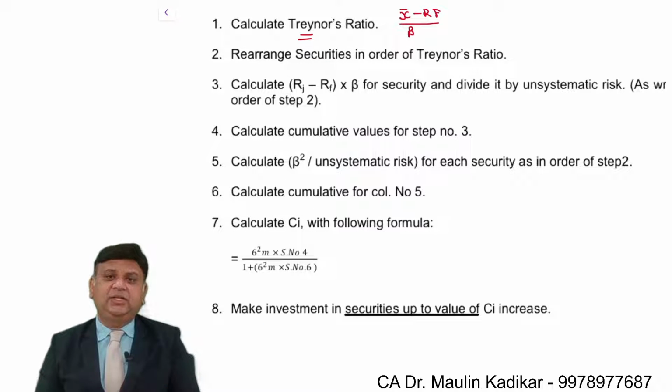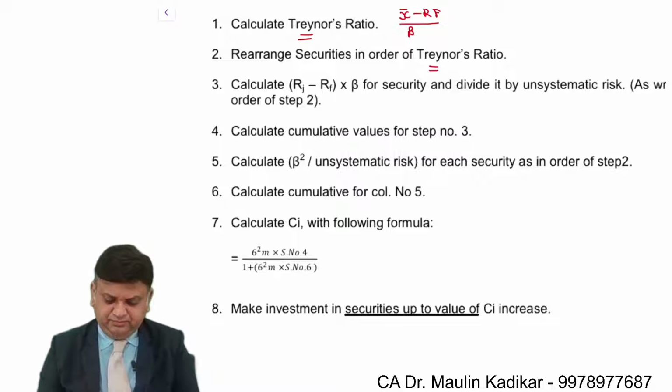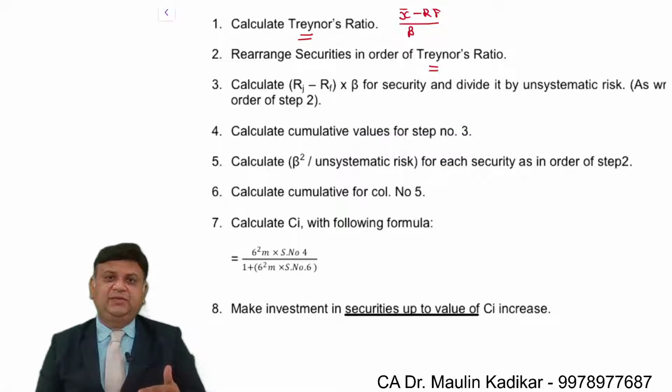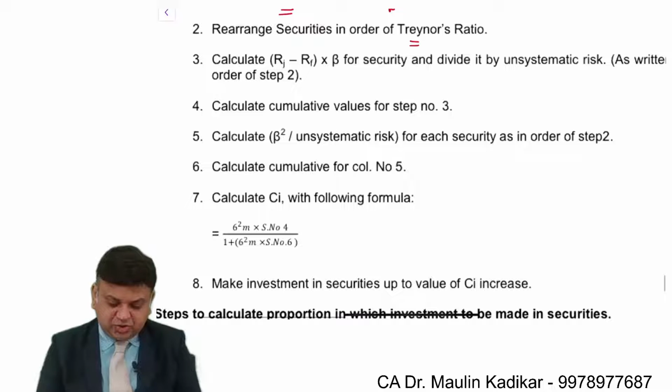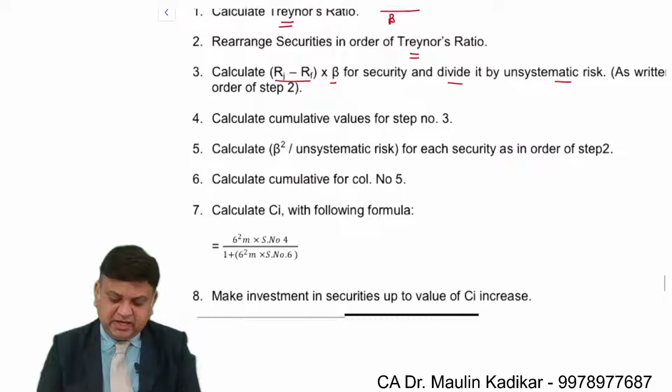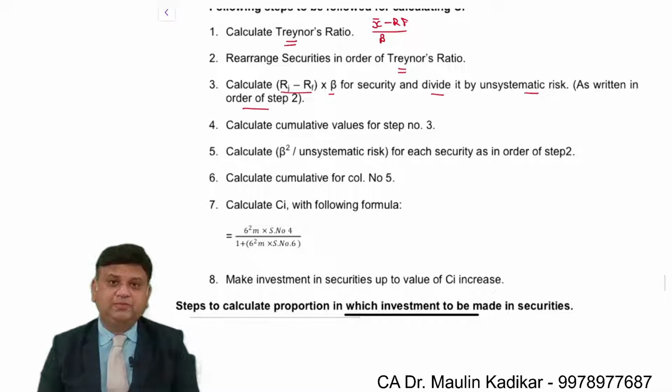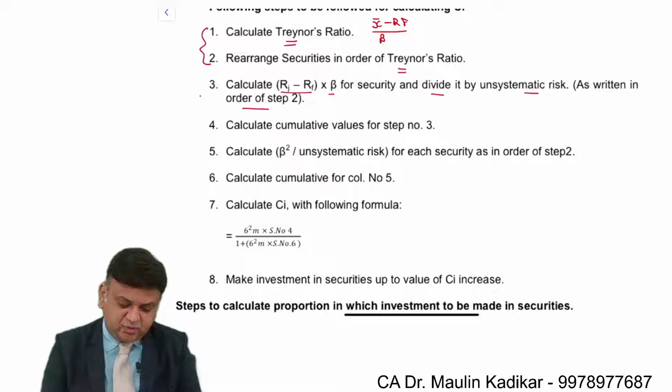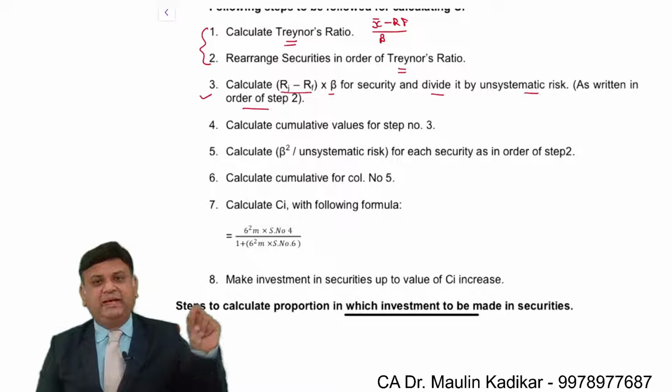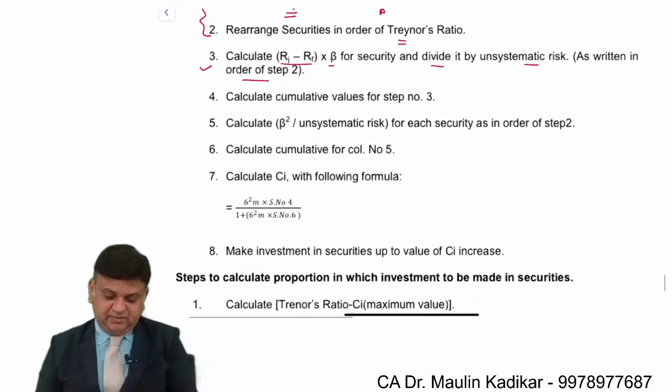Then we have to rearrange the securities in the order of the Treynor's ratio, in a way that the security having the highest Treynor's ratio will be given the first rank, and so on. In that sequence we rearrange the securities. Then we calculate X bar minus RF into beta for the security and divide it by the unsystematic risk, in the order of step number 2.